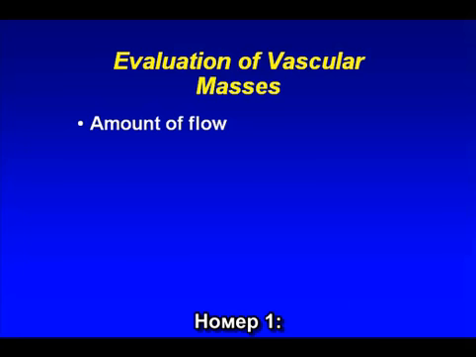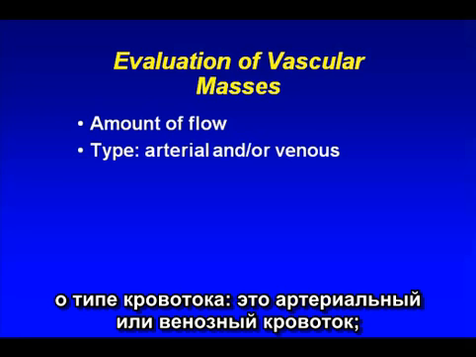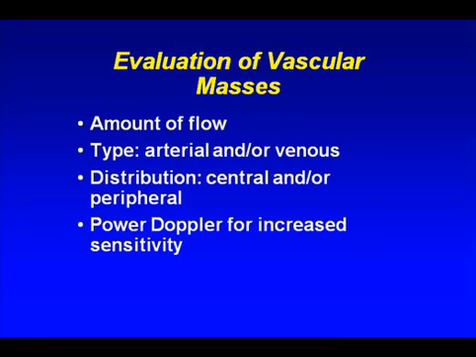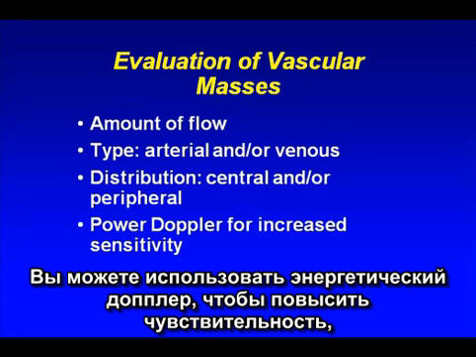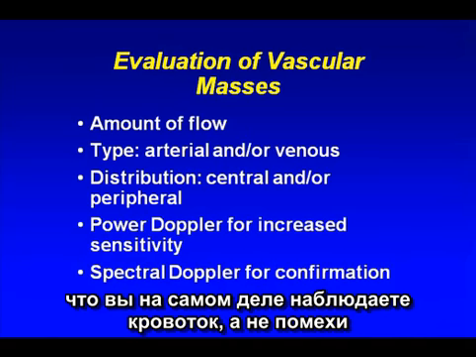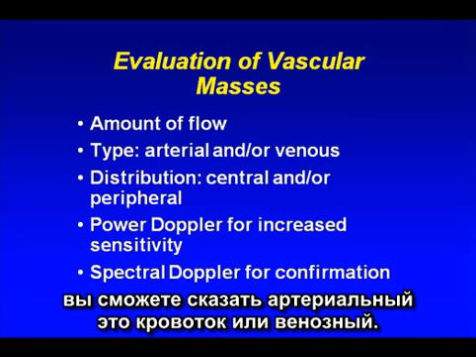Number one is you wanted to get some idea of the amount of flow. The type of flow, is it arterial and or venous? The distribution, is it central and or peripheral? You always want to use power Doppler for increased sensitivity, and spectral Doppler to confirm that you're not just looking at noise, but it's really true flow within the lesion, and to tell whether it's arterial or venous.